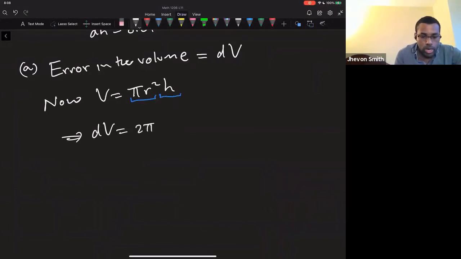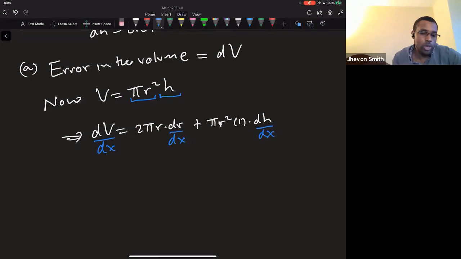So it's 2 pi r dr plus pi r squared times 1 dh, right? You can think of this, if you want, as like, oh, this was dV/dx or dV/dt or whatever, and then you multiply all sides by dx. You can also think of it that way, and that would make sense too.